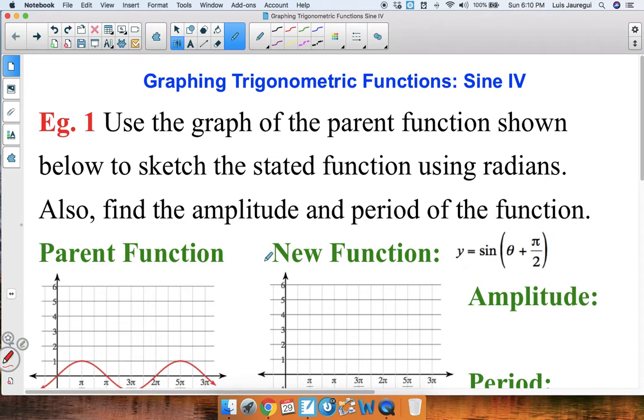Sine Part 4. Example. Use a graph of the parent function shown below to sketch the stated function using radians. Also find the amplitude and period of the function. In this case, our function of interest is y equals sine of theta plus pi over 2.